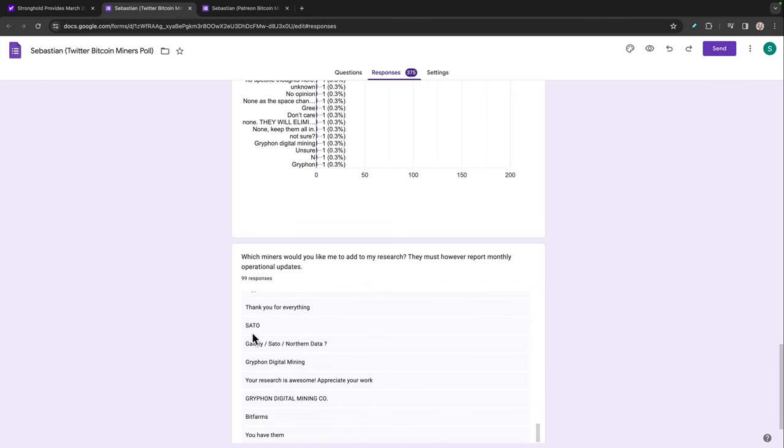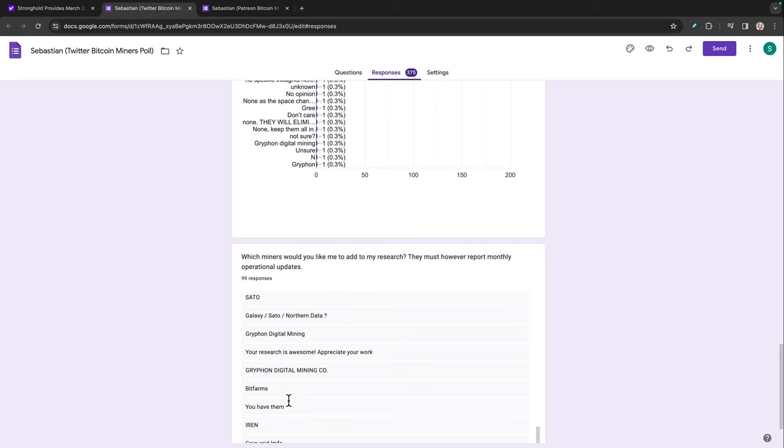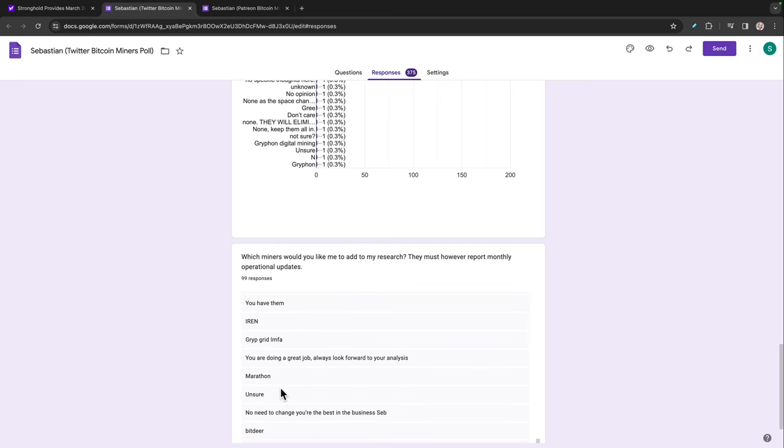But you're seeing Sato here again, and then Gryphon. A lot of Gryphon here to be added. Gryphon is a small miner as well, under one exahash right now. They are looking to grow, so we'll keep an eye on them, and we'll keep an eye on the other miners as well to see how they do.